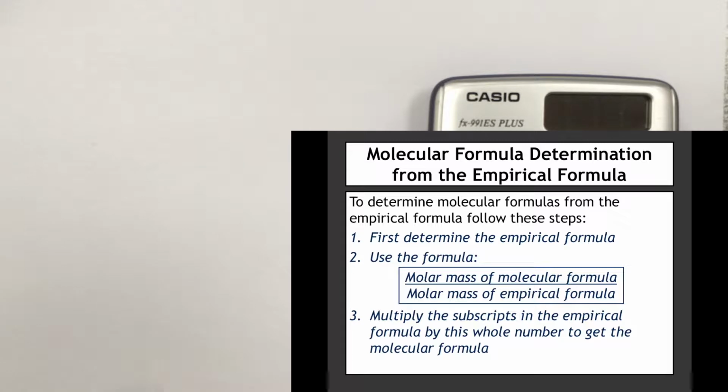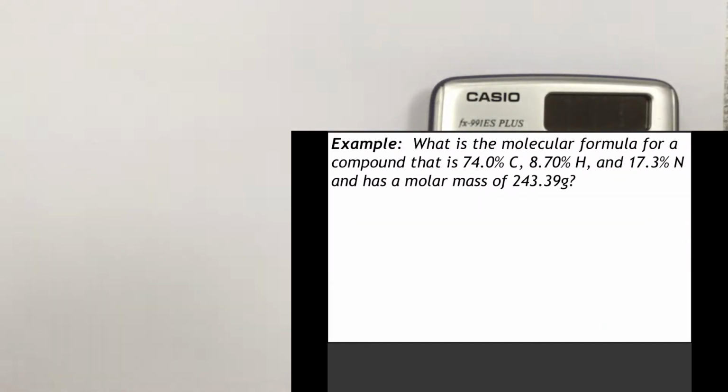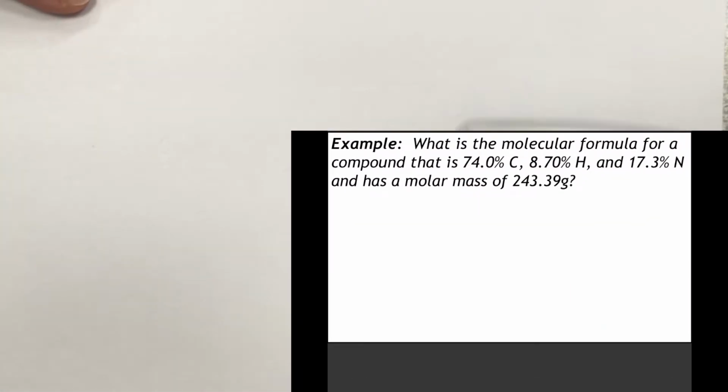So we're going to use the formula molar mass of molecular formula over molar mass of empirical formula. And then we will multiply by the subscripts in the empirical formula to get the molecular formula. So again, that's all just words. Let's actually get to a problem, and it might make more sense to you.